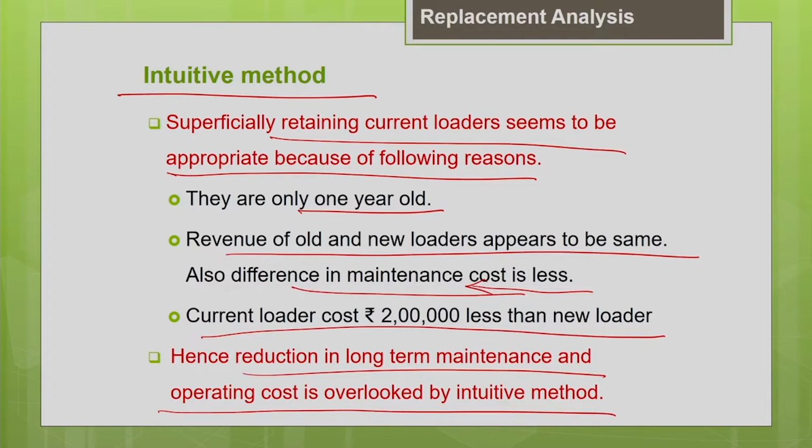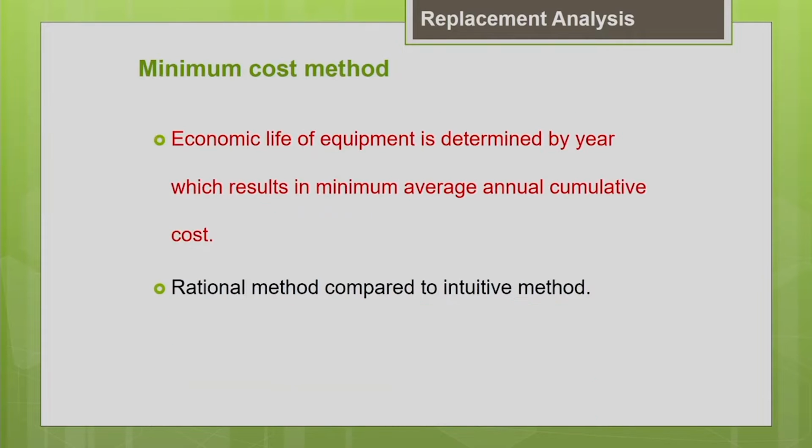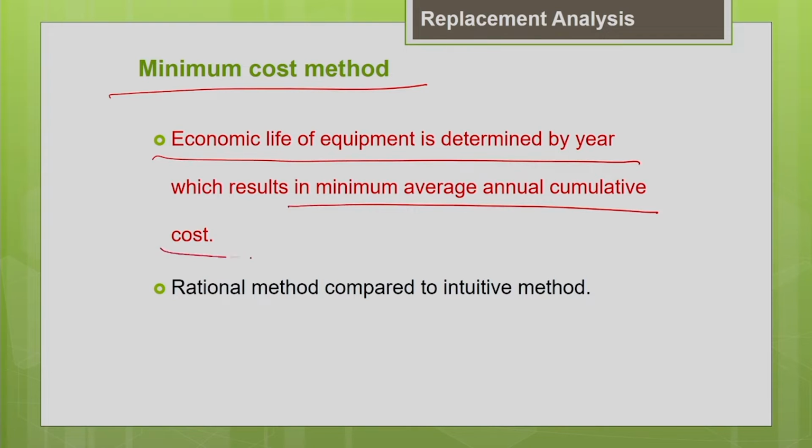Now let us look into the other approaches which are available. As discussed by Dr. James Douglas, the next approach is the minimum cost method. In the minimum cost method, the same way we discussed in the earlier lecture, we are going to determine the economic life of the machine. The economic life of the equipment is determined by the year which results in the minimum average annual cumulative cost.